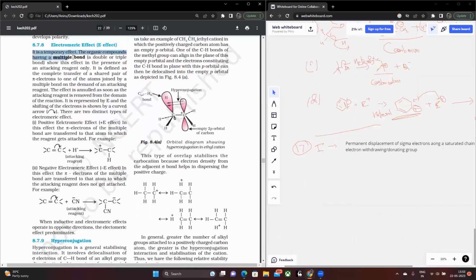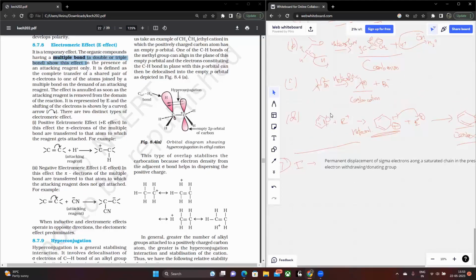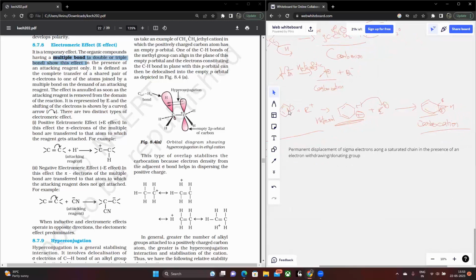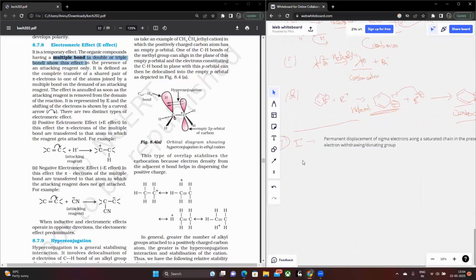The electromeric effect is temporary and it shows only if the organic compound has a multiple bond in the presence of an attacking reagent. This happens when the pi electron pair is completely transferred to one of the atoms joined by a multiple bond on the demand of an attacking reagent. Something like this is an example of the electromeric effect happening. This is temporary because the system bounces back towards its stable state with the attack of the electrophile or the nucleophile, whatever.